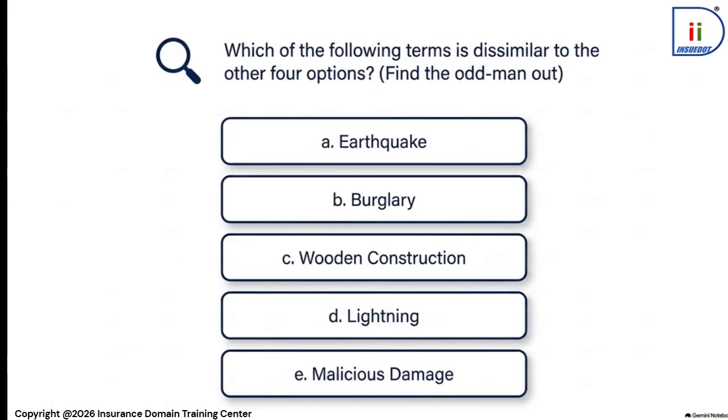Next question is question number 4. Which of the following terms is dissimilar to the other 4 options? Find the odd man out. Read all the options.